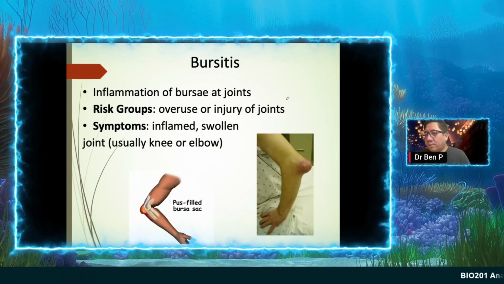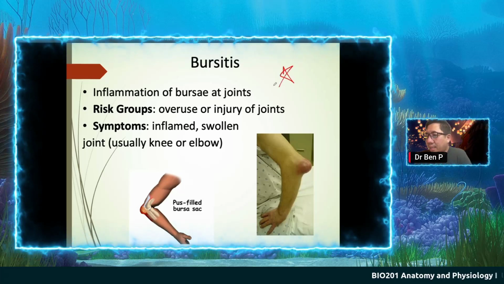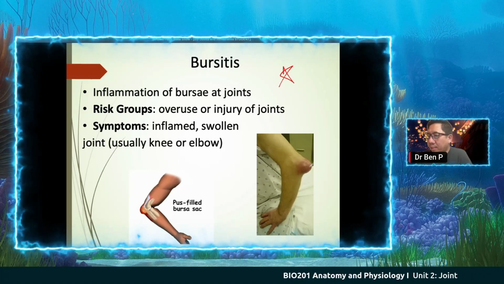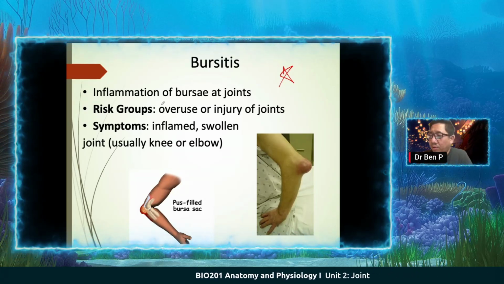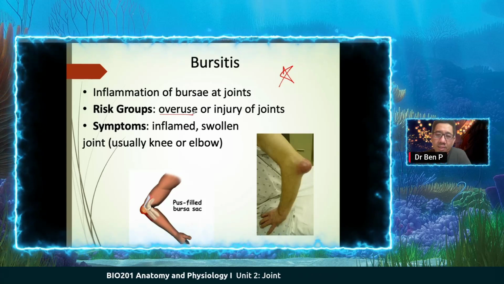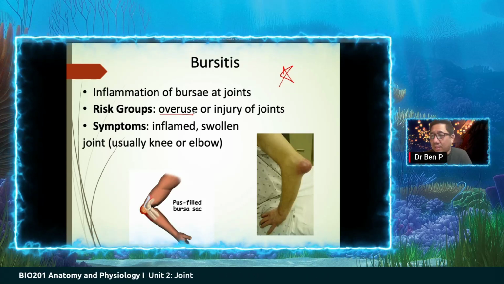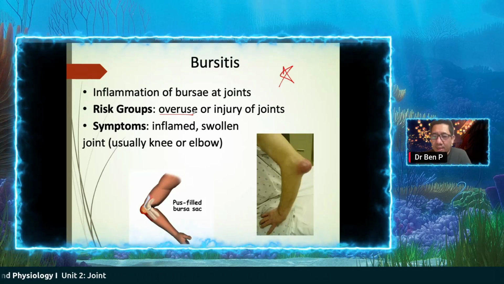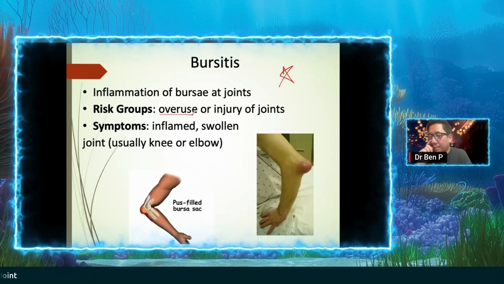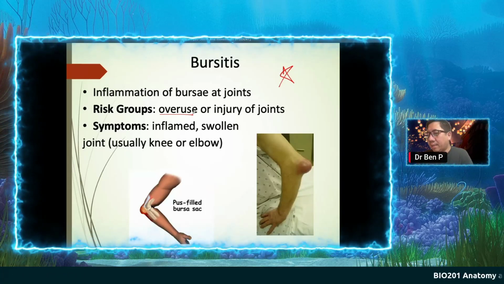Another one to know is called bursitis. This is inflammation of the bursa in a joint. It comes from overuse of the joint, like athletes who use their joints a lot. Golfers, baseball players, and tennis players usually get bursitis quite a bit.